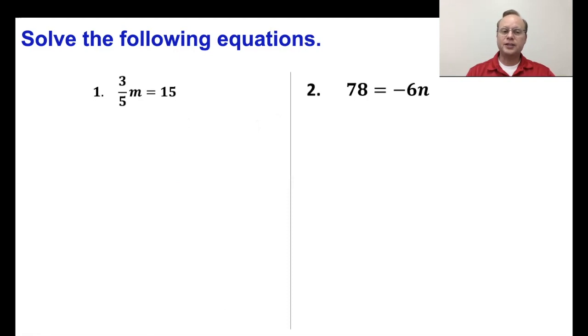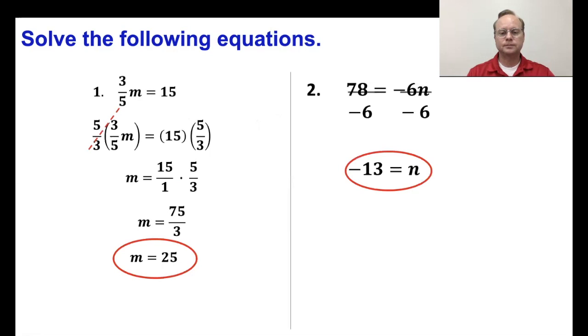Okay, these two, now the number 1 is like the previous one that we did 2 problems earlier. So hopefully you can do this one. Push pause on the video now, work through these, and then come back and push play to check your answers. Okay, hopefully you got number 1 because it was very similar.